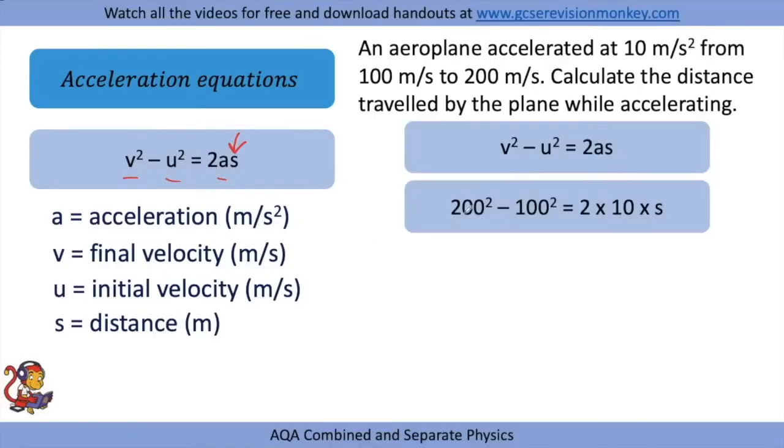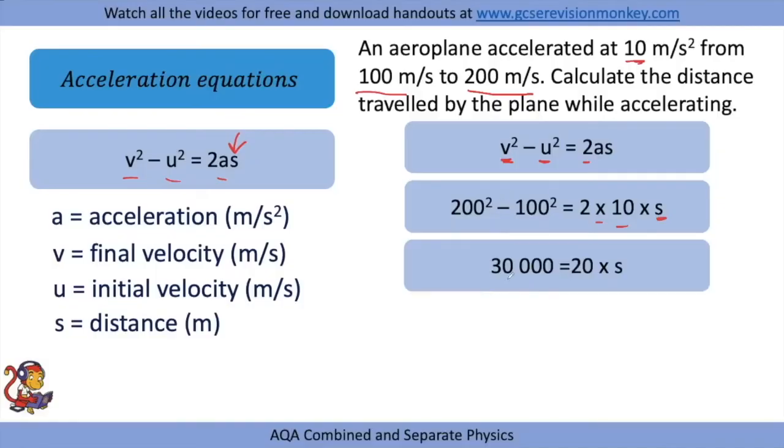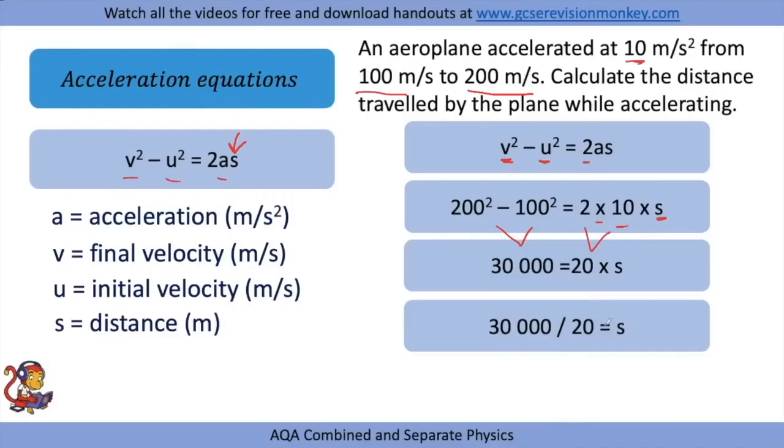So let's have a look at it then. 200 squared is our final velocity here. u is our initial velocity of 100 meters per second. So we square that, and then that is equal to 2, which is our constant in our equation, multiplied by acceleration of 10, multiplied by s. So if we simplify this, we're saying that 30,000 equals 20 times s, because those two make 30,000, those two make 20. And then rearranging it to 30,000 divided by 20 equals s. So s is equal to 1,500 meters.